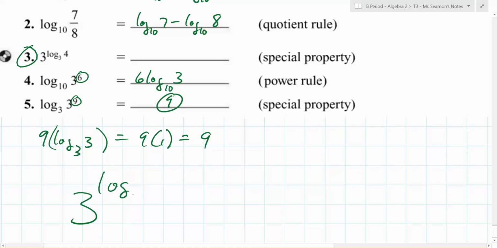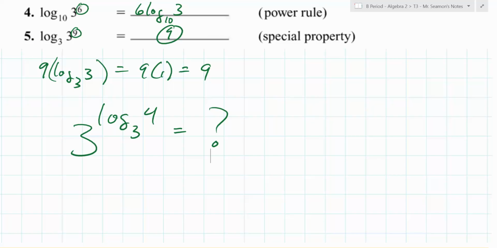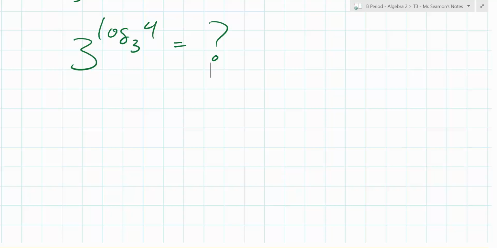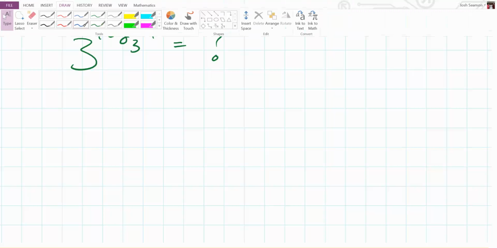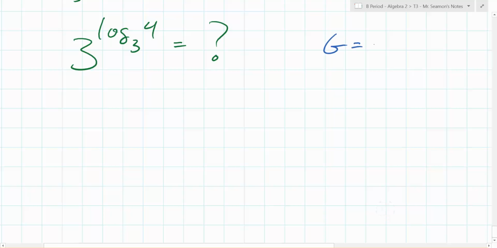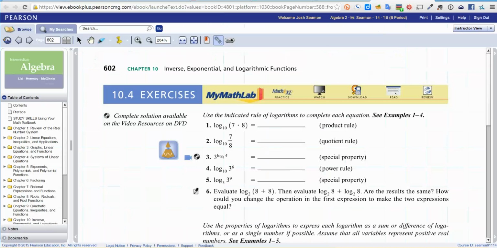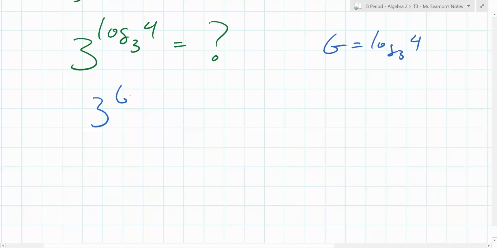3 to the log base 3 of 4 equals something. We don't know what it equals, and you can figure this out. Give me a letter. What's your favorite letter, Gabby? G. Let's say G. I'm going to say G is equal to log base 3 of 4, okay? So this means 3 to the G is equal to question mark. Are you okay so far? Yeah. I just assigned it a letter. We've done things like this before.